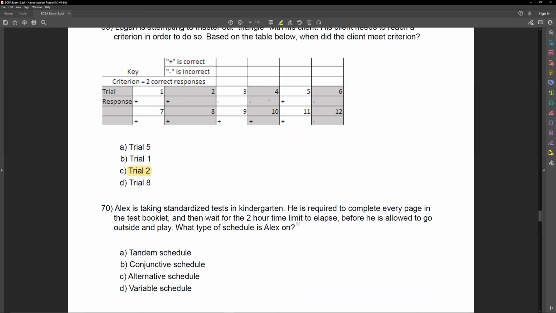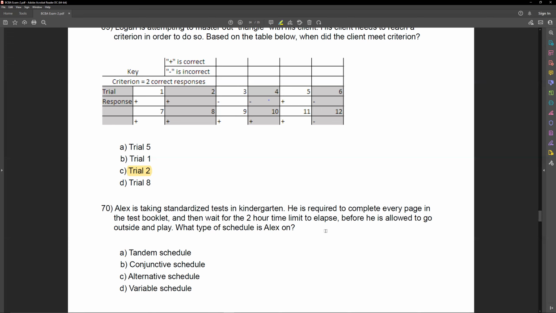All right, the reinforcement schedule questions can get really tricky, right? Because we have our basic reinforcement schedules plus our advanced reinforcement schedules, or complex reinforcement schedules, okay? What is Alex on, okay? Alex has to do what? Well, he has to wait for some sort of time limit to elapse, okay? Plus, he has to engage, okay, in a certain number of responses, i.e. completing all these pages before he's allowed to go outside and play. Alex must satisfy 2 reinforcement schedules, okay, a ratio schedule and an interval schedule in order to receive reinforcement.